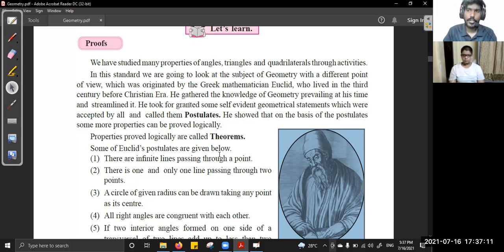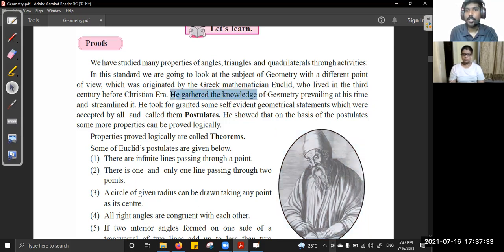And at a later point of time, when you learn higher mathematics, you will come across various definitions and theorems which were proved by Euclid. Here are some examples found by Euclid. He gathered the knowledge of geometry prevailing at his time and streamlined it. He looked for some self-evident geometrical statements which were accepted by all, and called them postulates.